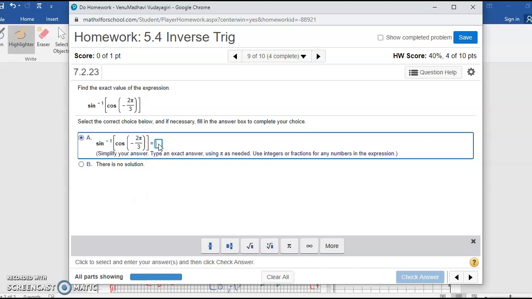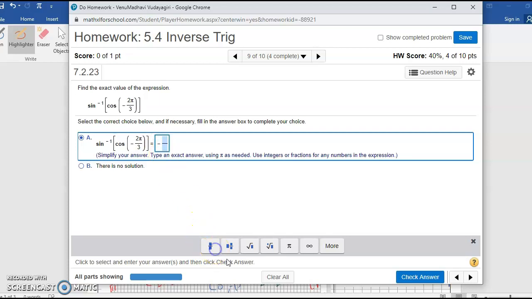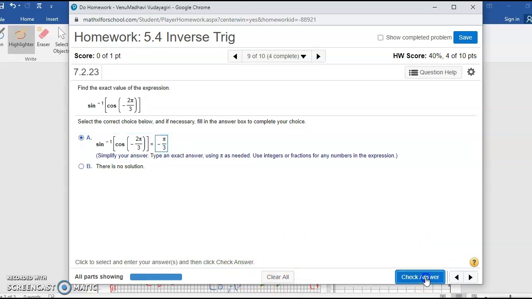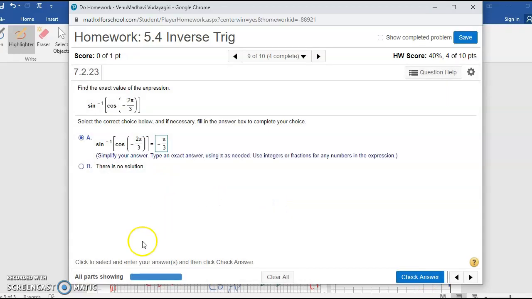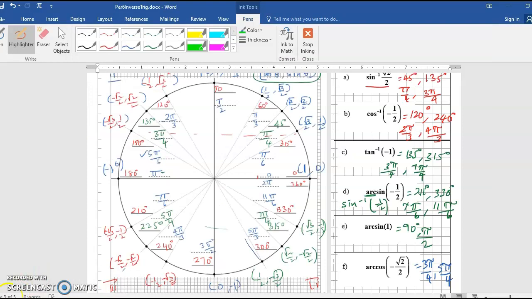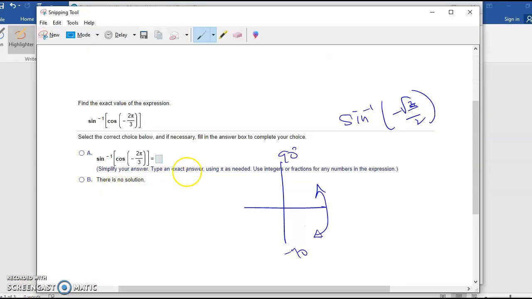So let's try our luck. Negative pi over 3. Fingers crossed. It's incorrect. Oopsies. Okay. Okay guys, I figured it out. Sorry. I got a little bit confused.